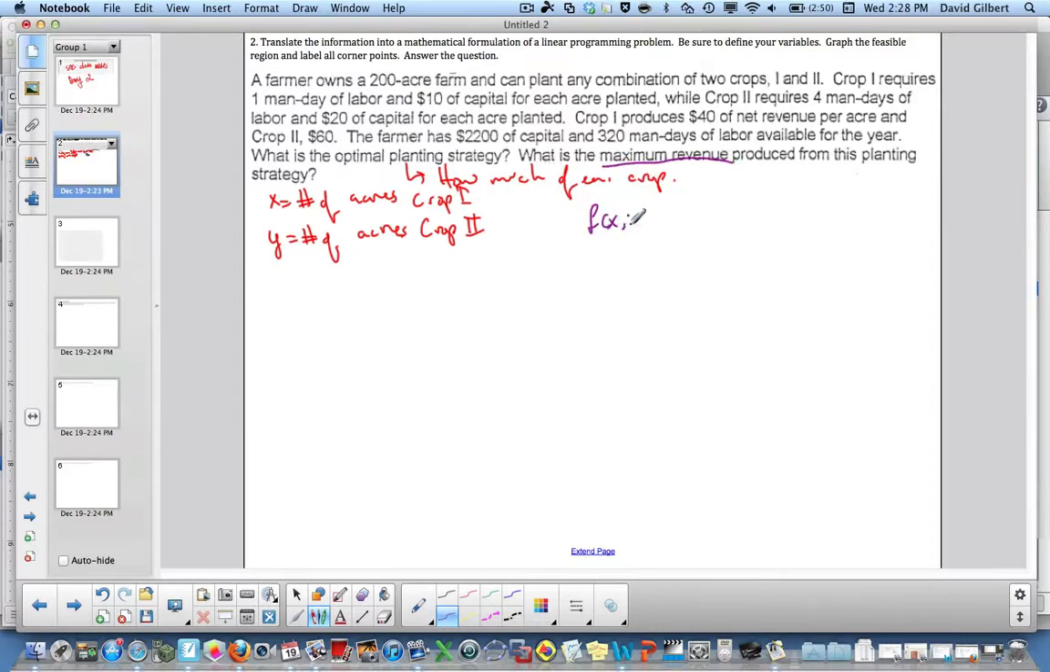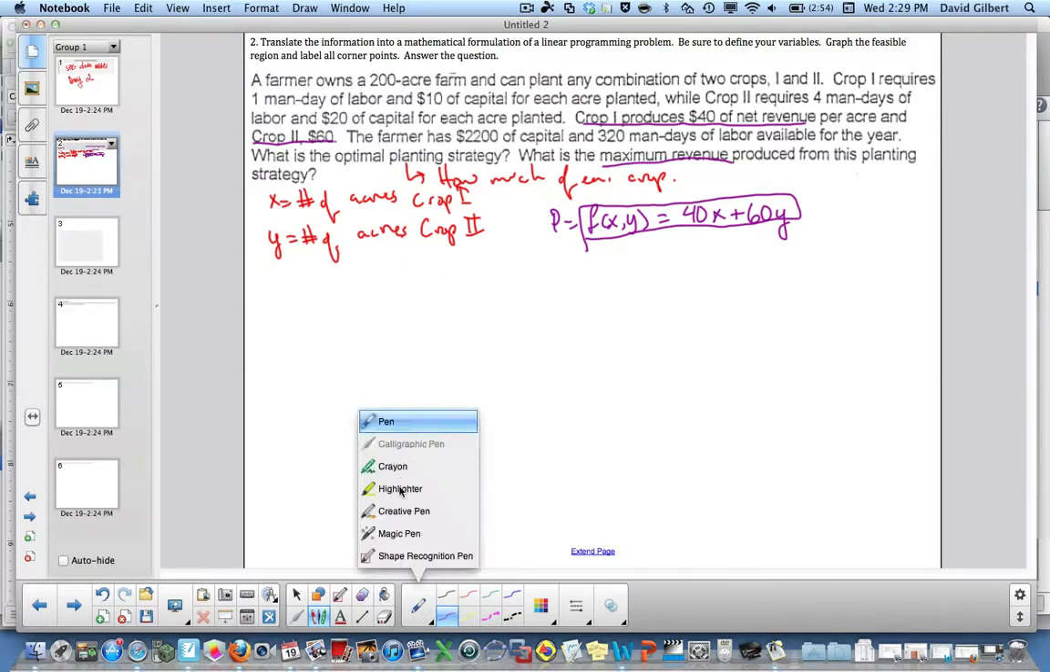So I always use f of x, y. It's P equals f of x, y equals, doesn't matter which way you name it. It says there's a $40 net revenue on crop 1, and then a $60 net revenue on crop 2. So that's $40 for every acre of crop 1, plus $60 for every acre of crop 2. So here's our max-min function. Alright, now let's come up with our constraints.